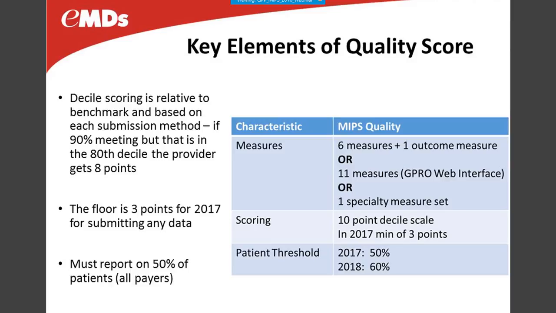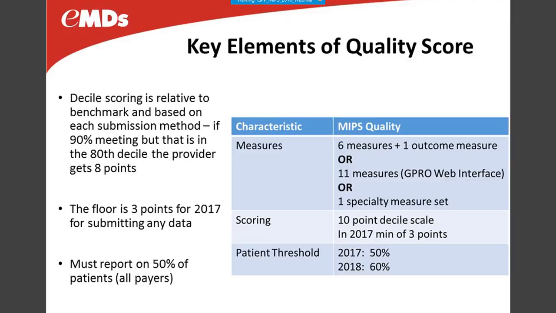The next option is to report 11 measures through the GPro web interface. And the last option is to select one specialty measure set. Now, if a specialty measure set is selected, then the clinician is required to report on the entire measure set, whether that's 3 measures or 9 measures. So be very careful about selecting a specialty measure set and be aware of all the rules regarding those specialty measure sets. There can be quite a few different measures included, and that might require work above and beyond the minimum of 6 plus 1 outcome measure that's required.